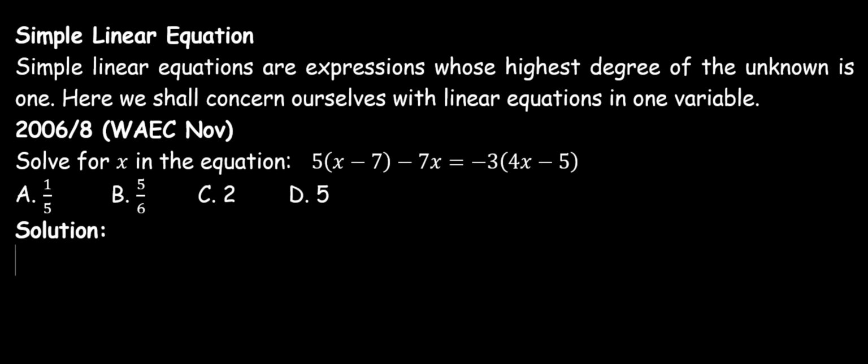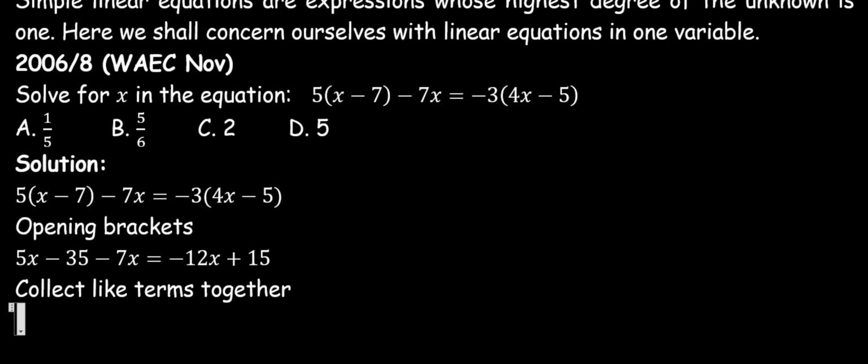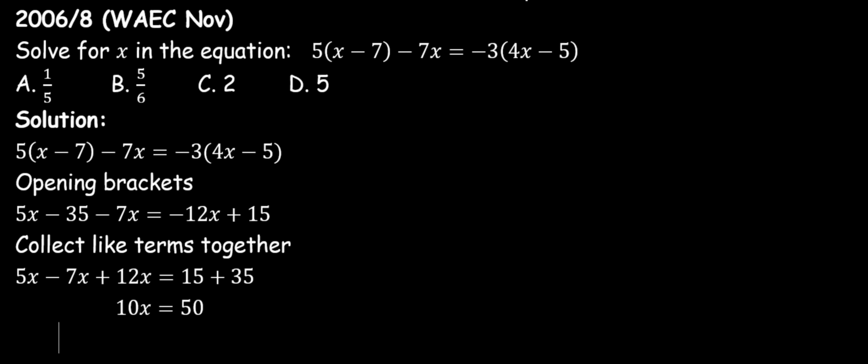We write out our problem, which is 5 into bracket open s minus 7 bracket close minus 7s equals minus 3 into bracket open 4s minus 5 bracket close. Opening brackets, we now have 5s minus 35 minus 7s equals minus 12s plus 15. Next, we collect like terms together. We now have 5s minus 7s plus 12s equals 15 plus 35. That will give us 10s equals 50. Next, we divide both sides by the coefficient of s, which is 10. That s will be equal to 50 divided by 10, which is equal to 5.